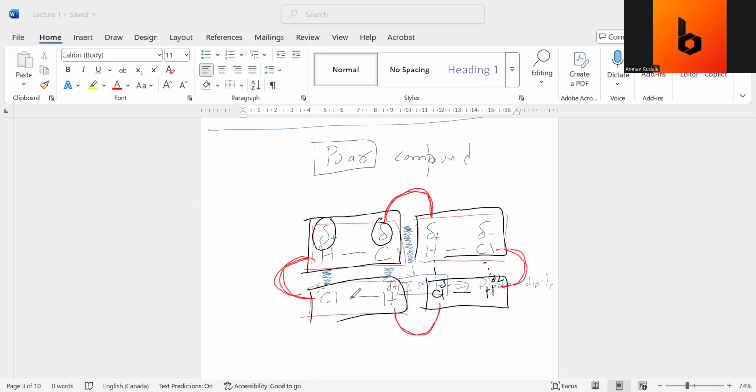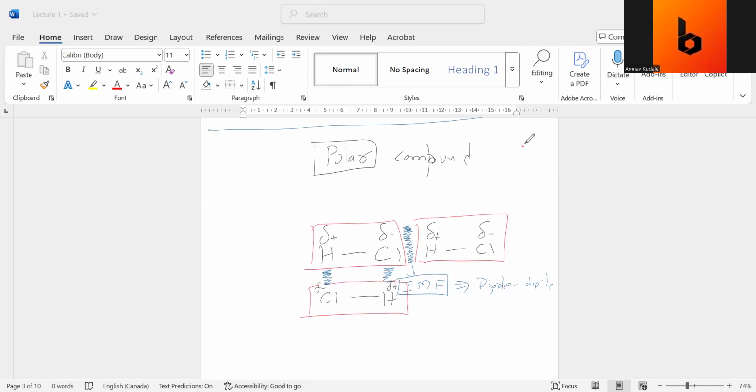Same thing over here. So basically, because of these partial charges, a network is formed, which holds the molecules together. And this is dipole-dipole. So there are types of intermolecular forces. I generally call it only two types. Dipole-dipole is one, and the other is London dispersion.